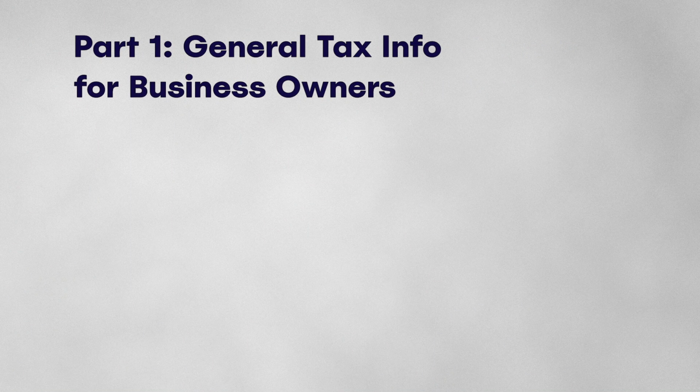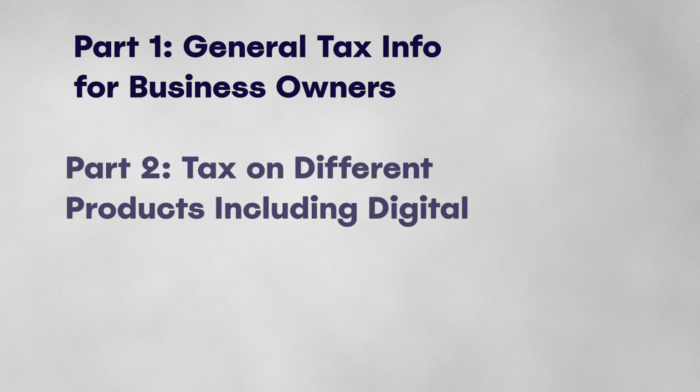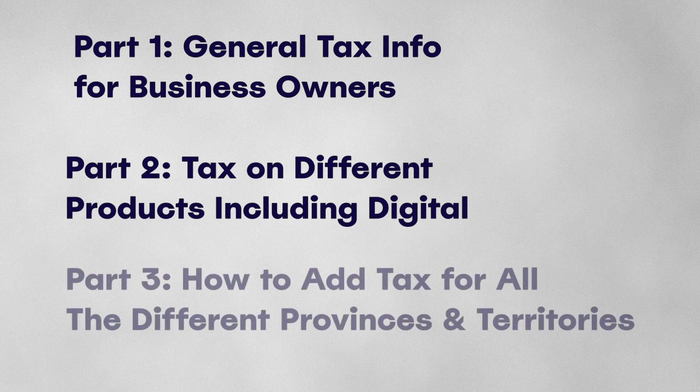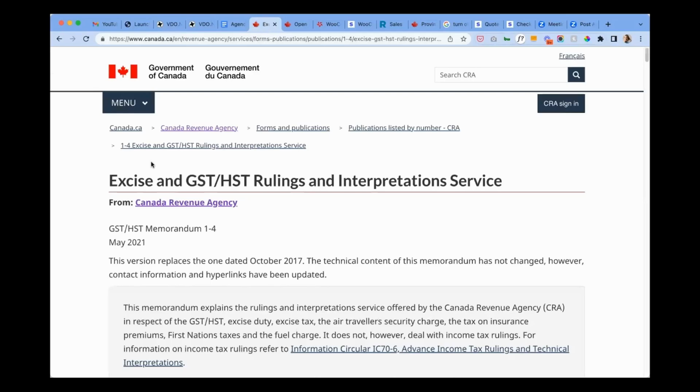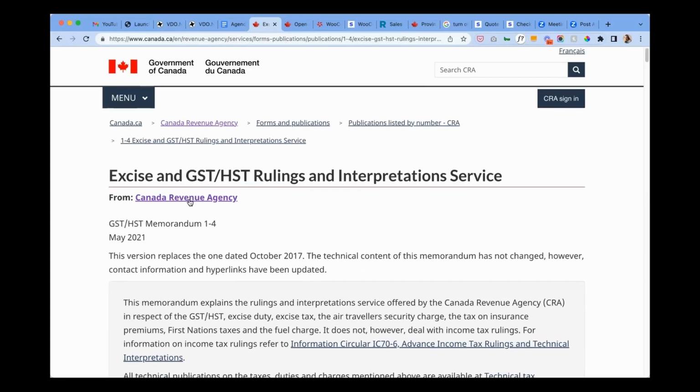So just to start, a brief overview: we're first going to go over some general information that business owners need to know about their taxes, where they can set up their tax with the government, and other details. After that, we're going to look at different products and shipping, taxing on shipping, and tax for virtual products, downloadable products, and physical products. Finally, we're going to go through the step-by-step process of how to add tax for the different provinces. If you have any questions or concerns, please give the Canada Revenue Agency a call. I'm sure they'll be happy to assist you.